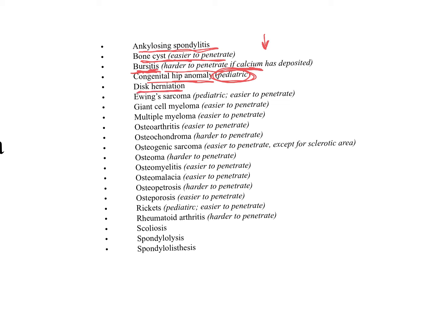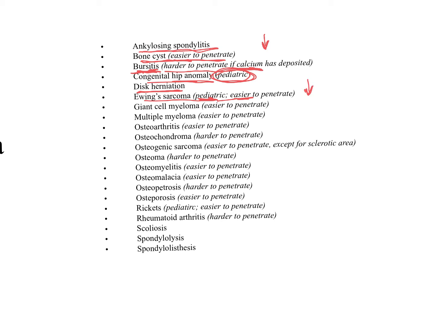Disc herniation. This is when the intervertebral discs, that nucleus pulposus in the center there, kind of leaks out. So you have a herniated portion, letting those contents leak out, and then you start to have a patient with a lot of pain. Ewing sarcoma, that is a pediatric condition as well, easier to penetrate. So from a pediatric technique already, you'll go down a little bit again there.